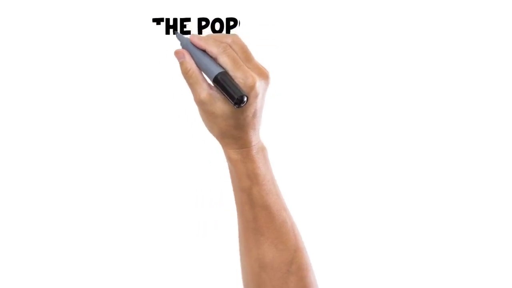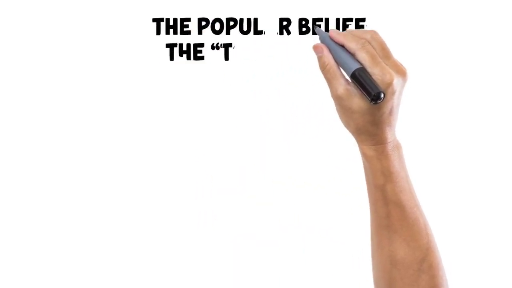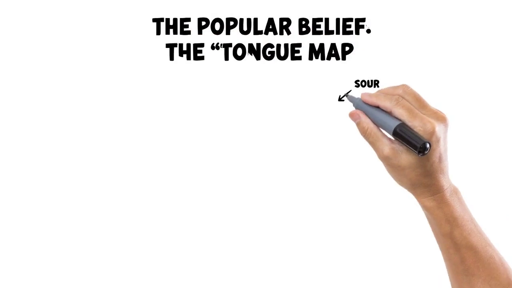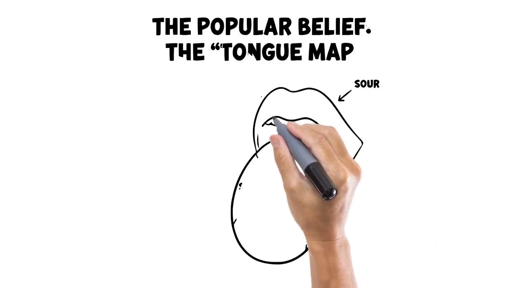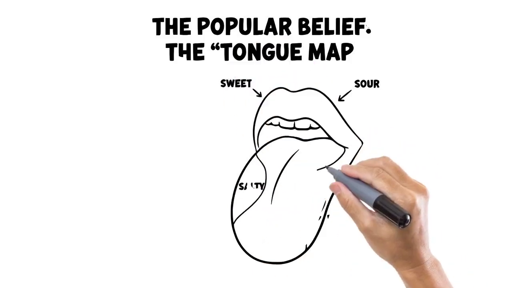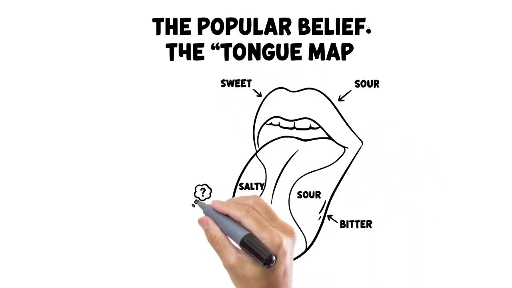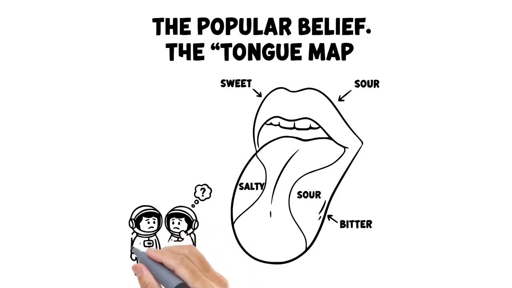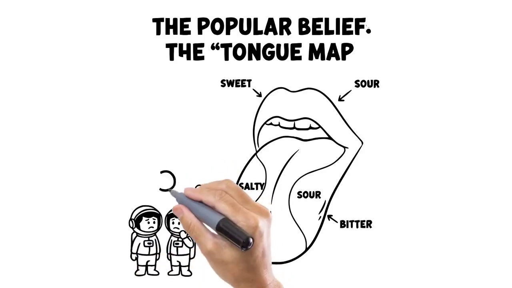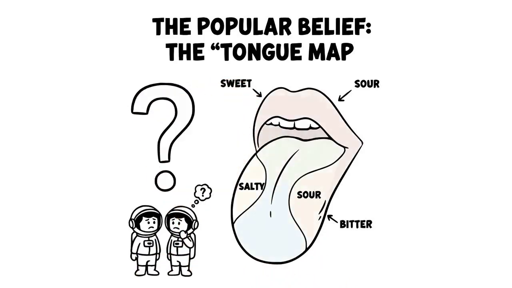The classic tongue map shows sweet receptors primarily at the tip, salty on the front sides, sour on the back sides, and bitter right at the very back. This diagram has been taught in schools for generations, giving the impression that taste works like a keyboard, with each key responsible for one sound. But the reality is that your tongue is much more like a sensory orchestra.